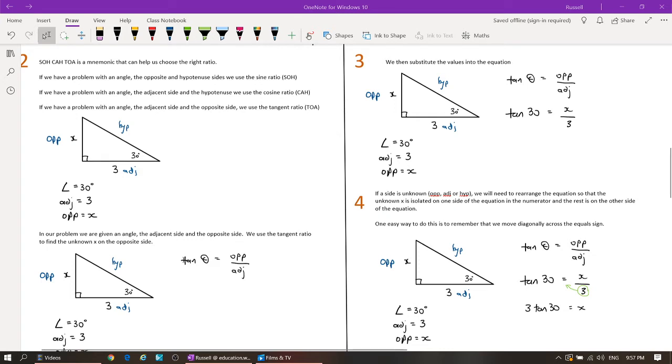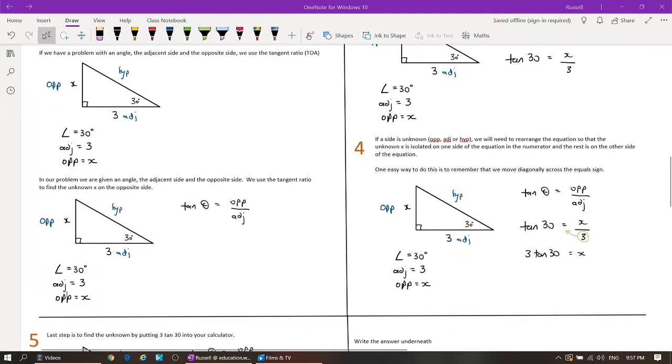And I've written it down over here. Tan theta equals opposite over adjacent. Tan, opposite over adjacent. Sine, opposite over hypotenuse. Cos, adjacent over hypotenuse. So depending on what we've found in our question, will depend on which ratio we use. In this case, we've got adjacent and opposite, so we need tan.